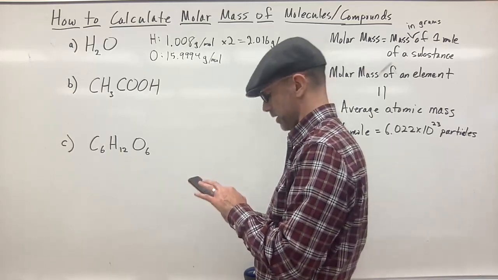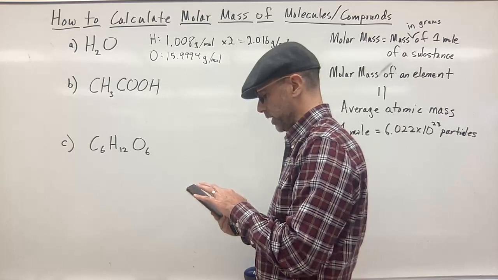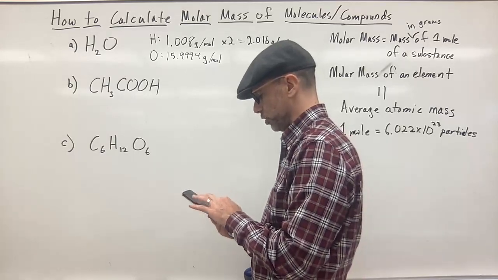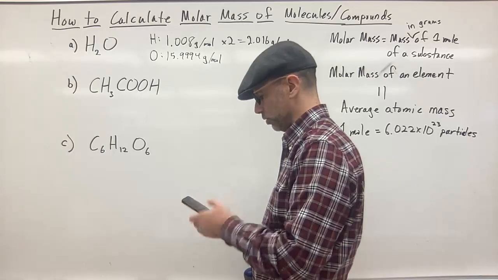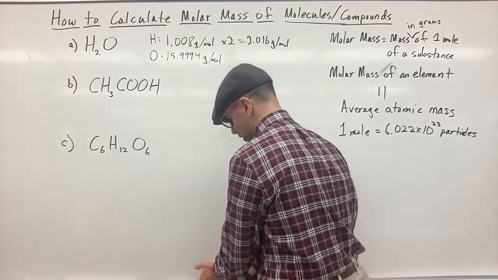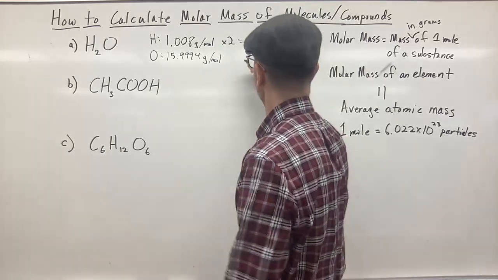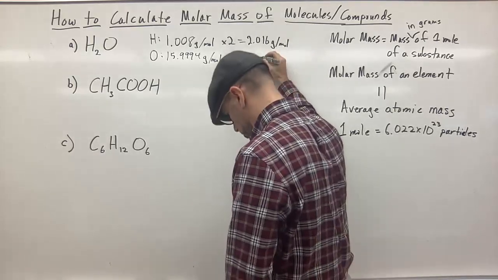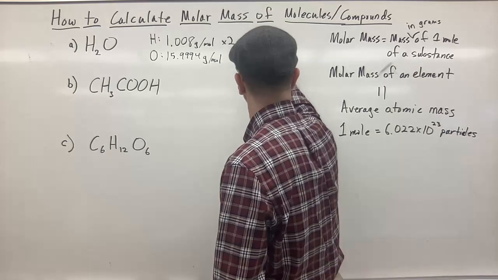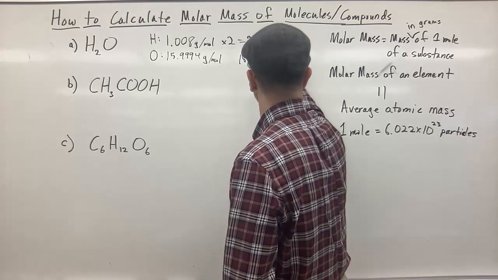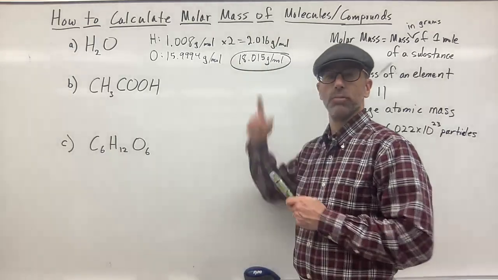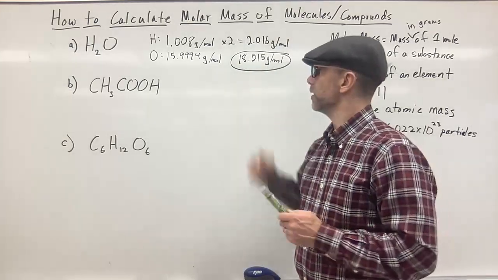So if I add 15.9994 plus 2.016 equals, and I get 18.05. So 18.015 grams per mole. So that would be the molar mass of water.